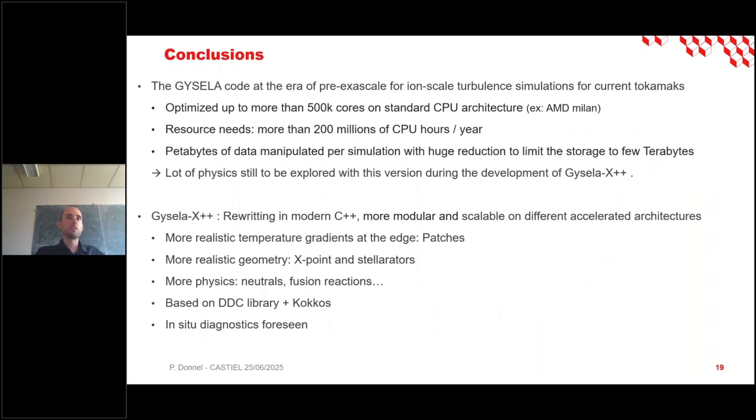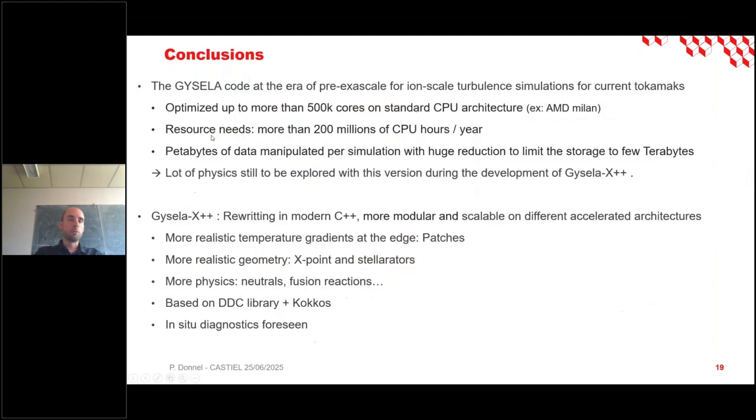So let's go to the conclusion. The GYSELA Fortran code is one of the biggest codes up to now for the gyrokinetic community. It's optimized for more than 500 kilo cores on standard CPU. Usually we use a bit more than 200 million CPU hours per year. So we are one of the big consumers in France.